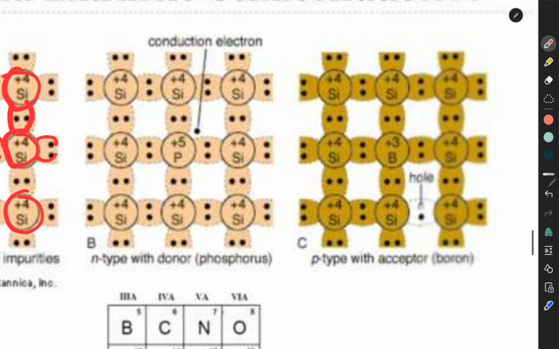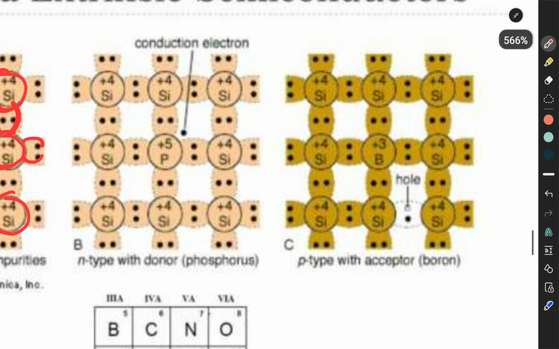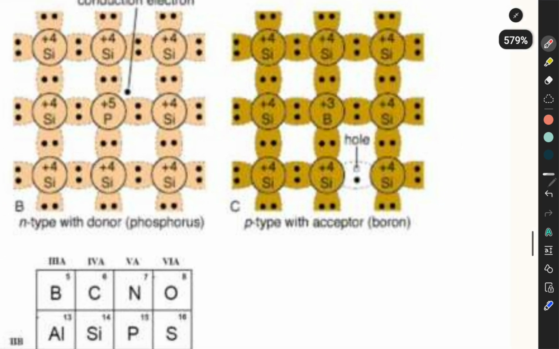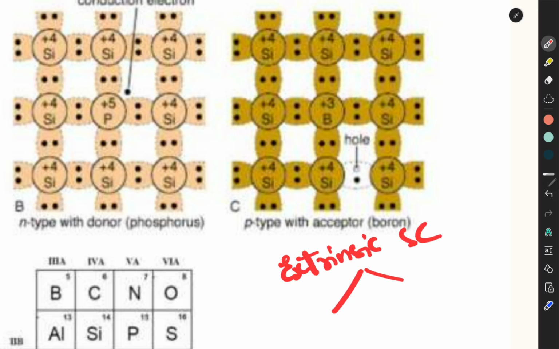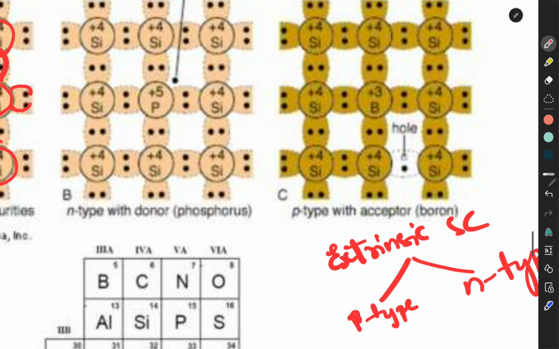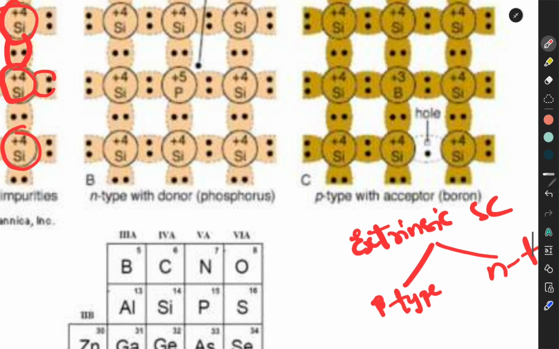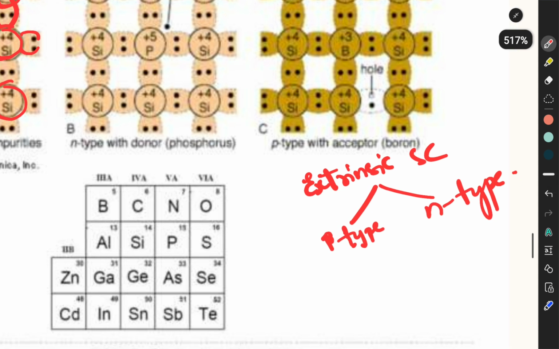Whereas an extrinsic semiconductor is again of two types: P type and N type semiconductor. When it is called P type and when it is called N type is due to the impurity that is being added. We classify extrinsic semiconductors as P type and N type based on the impurity.